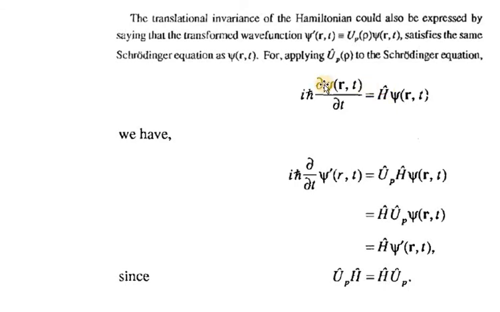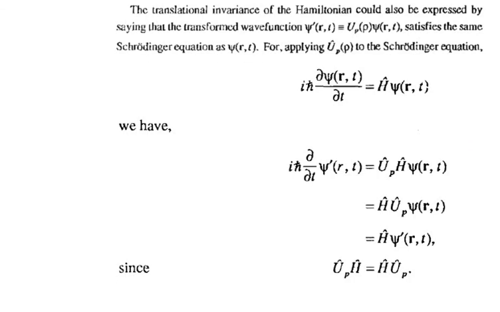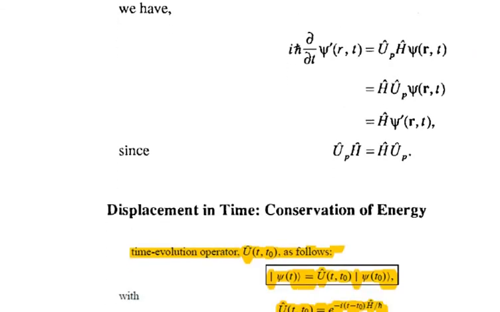After the transformation we can write dou psi prime by dou t equal to H psi prime. H psi prime we can write U psi of r,t. Then U psi of r,t becomes H U psi of r,t. Then we will get UH equal to HU. We have already got this expression, UH equal to HU.